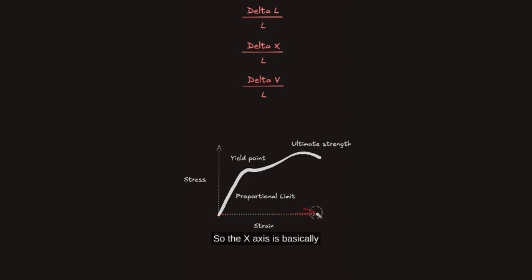The x-axis is basically strain, change in length by original length, and the y-axis is stress, the restoring force per unit area. Now what happens is initially there's a proportionality limit. This is also called the elastic limit. Within this limit, any load that you apply, when you remove the load, the object gains back its position, or its original form. This is very, very important, and this is called the proportionality limit.